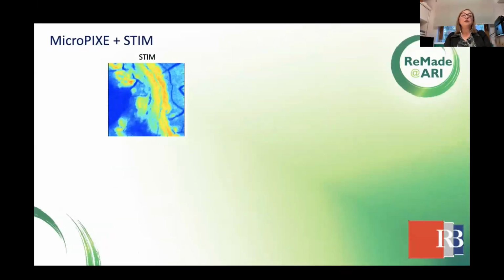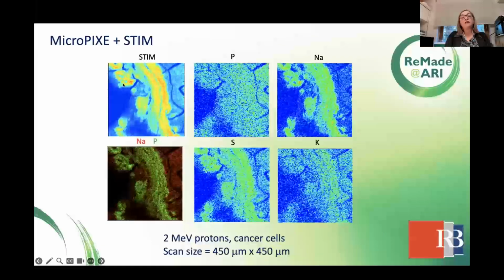STIM is very often combined with microPIXE because with STIM, if we have a very thin biological sample, usually 2 to 5 microns thick, you can find the interesting spots on your sample by doing STIM imaging. So you can see where you have density variations, and you can then use this to localize the place you want to analyze, and then do elemental mapping.